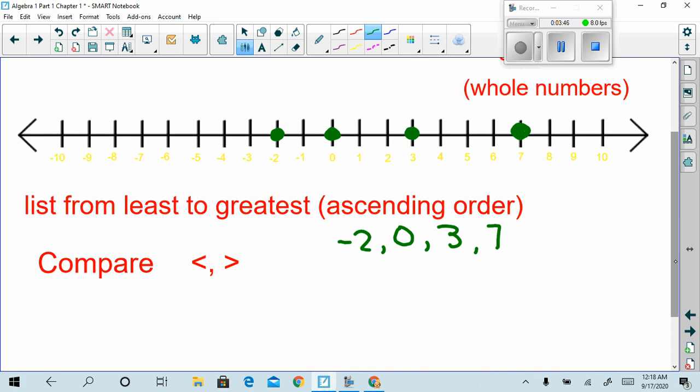Number line can also help us to compare, because when I'm looking at this, a number to the left is less. So I can say that negative 2 is less than 0. If it's to the right, it's greater. So again, we think about something to the left is less, something to the right is greater. So if I look at 7, I'm going to say that 7, again, is greater than 3. And the statement is true. Okay? So using that number line becomes a tool to help us to not only order numbers, but to compare them.